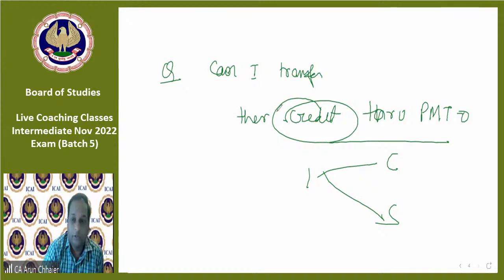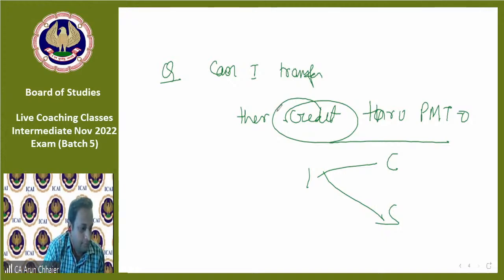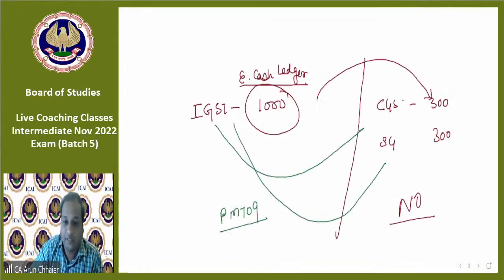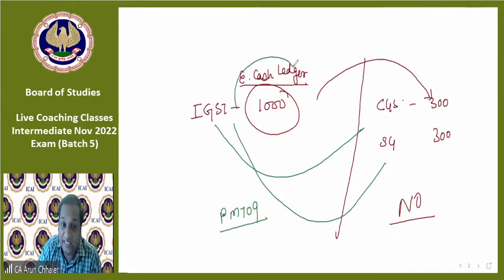You are talking, Kushi, about ITC or about cash? In cash ledger, Rafiq bhai, absolutely correct. Suppose this is the situation. If it is ITC, you can directly utilize. If it is cash, you have to first transfer it to the relevant ledger where you need, and then only you can pay by utilizing the cash ledger.